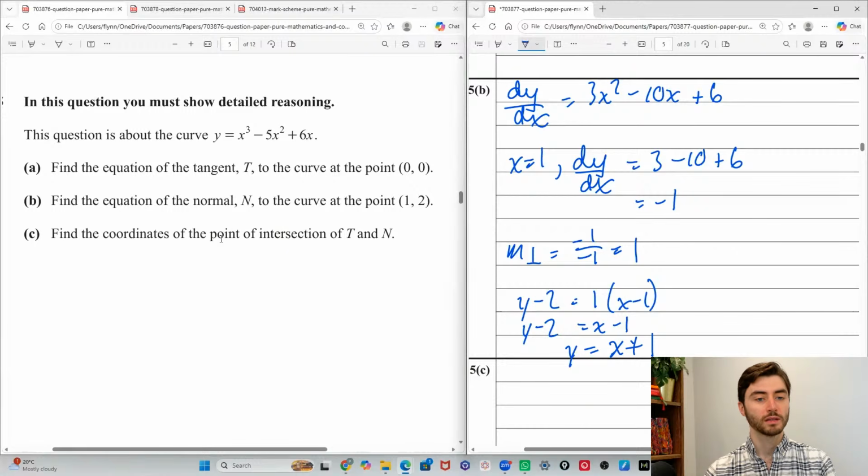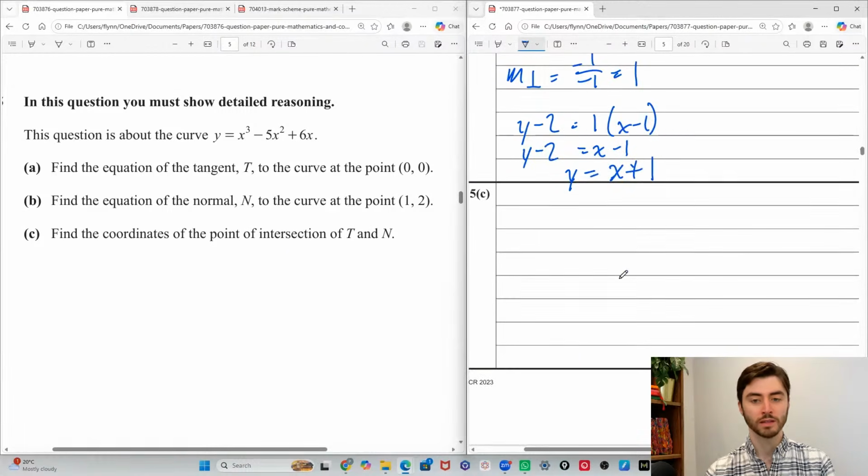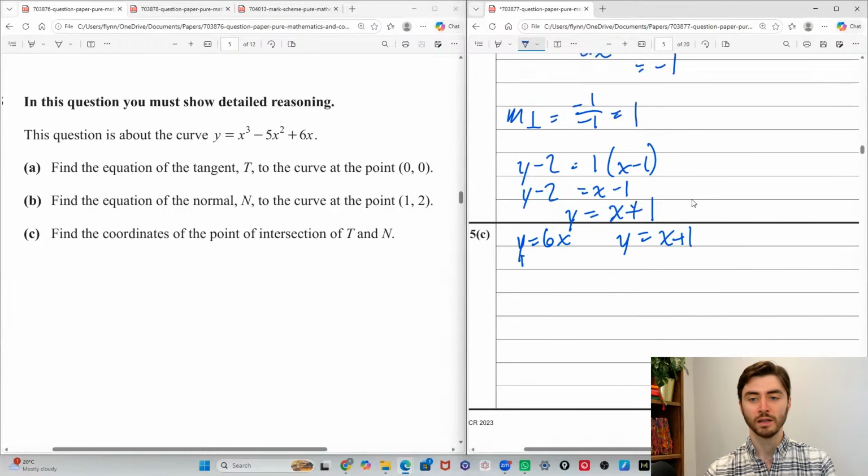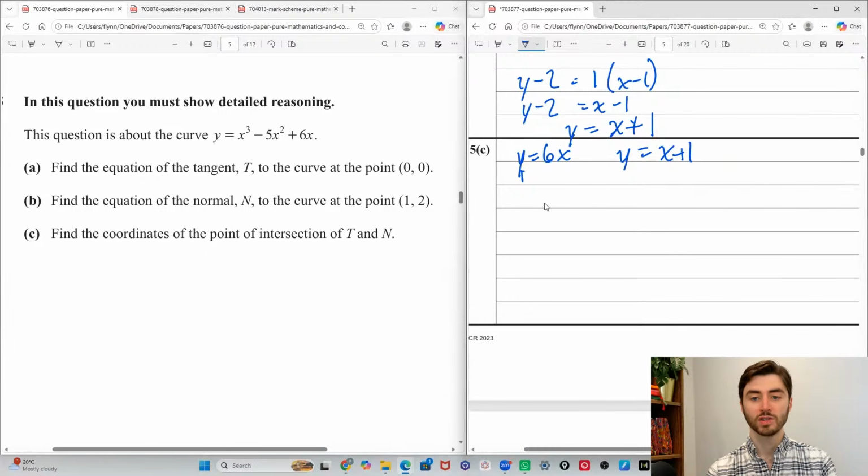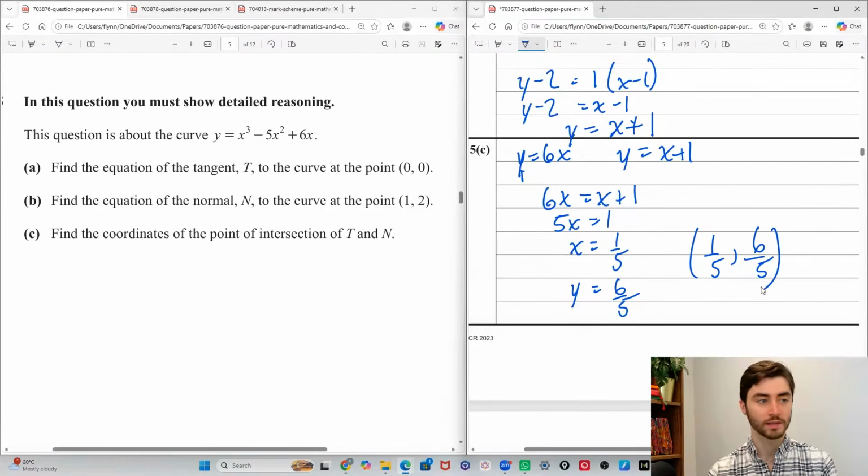Find the coordinates of the point of intersection of those two lines. Well, that was when y equals 6x and y equals x plus 1. So we can just set them equal to each other to find the point of intersection. 5x equals 1, x equals a fifth. And therefore, because that lies on both lines, I can plug it in to this one nice and simply and say y equals 6 over 5. So the coordinates are (1/5, 6/5).